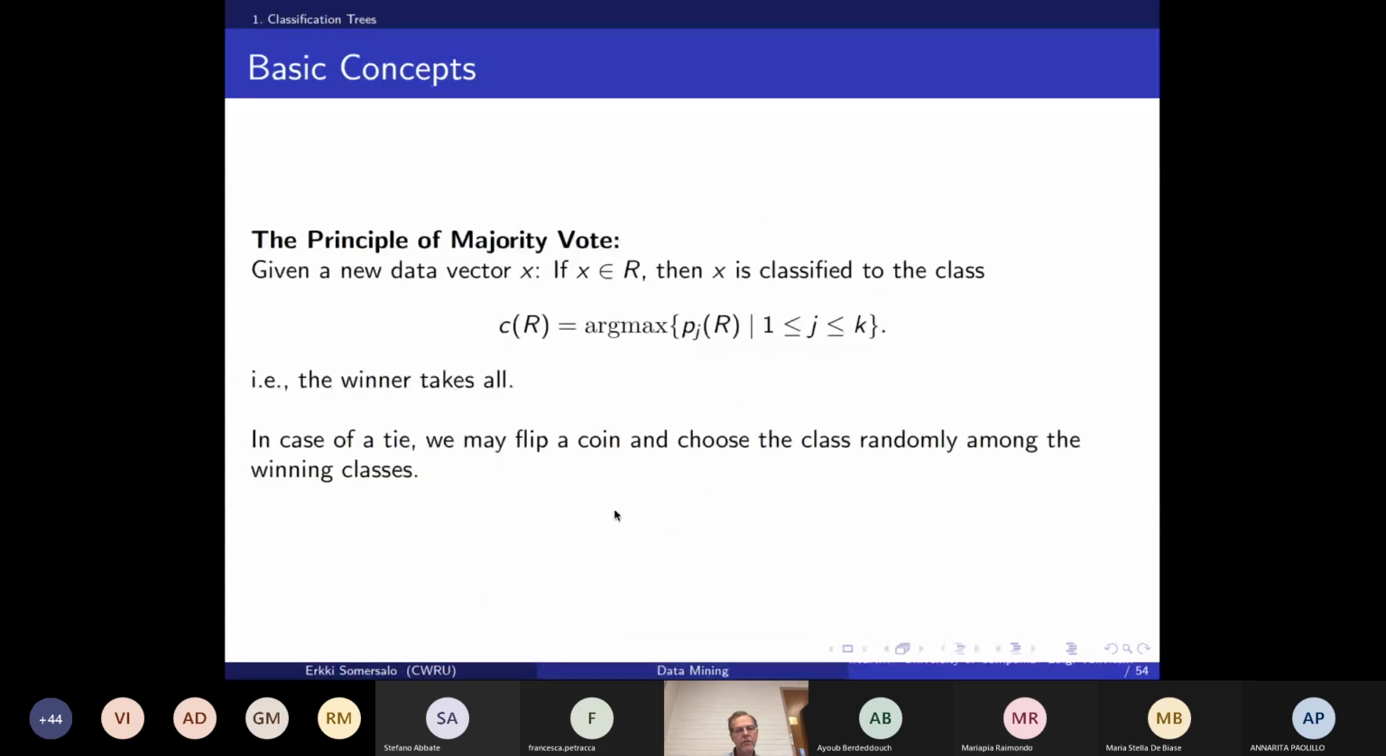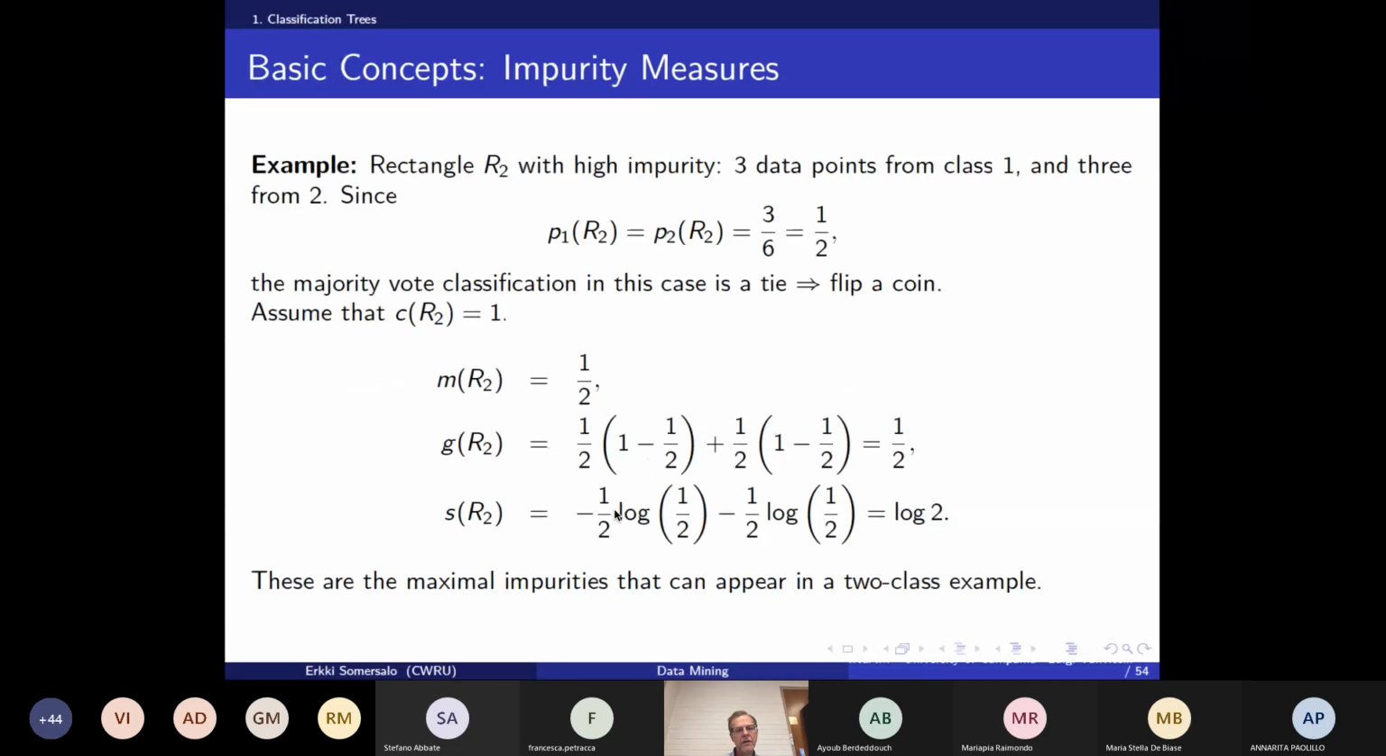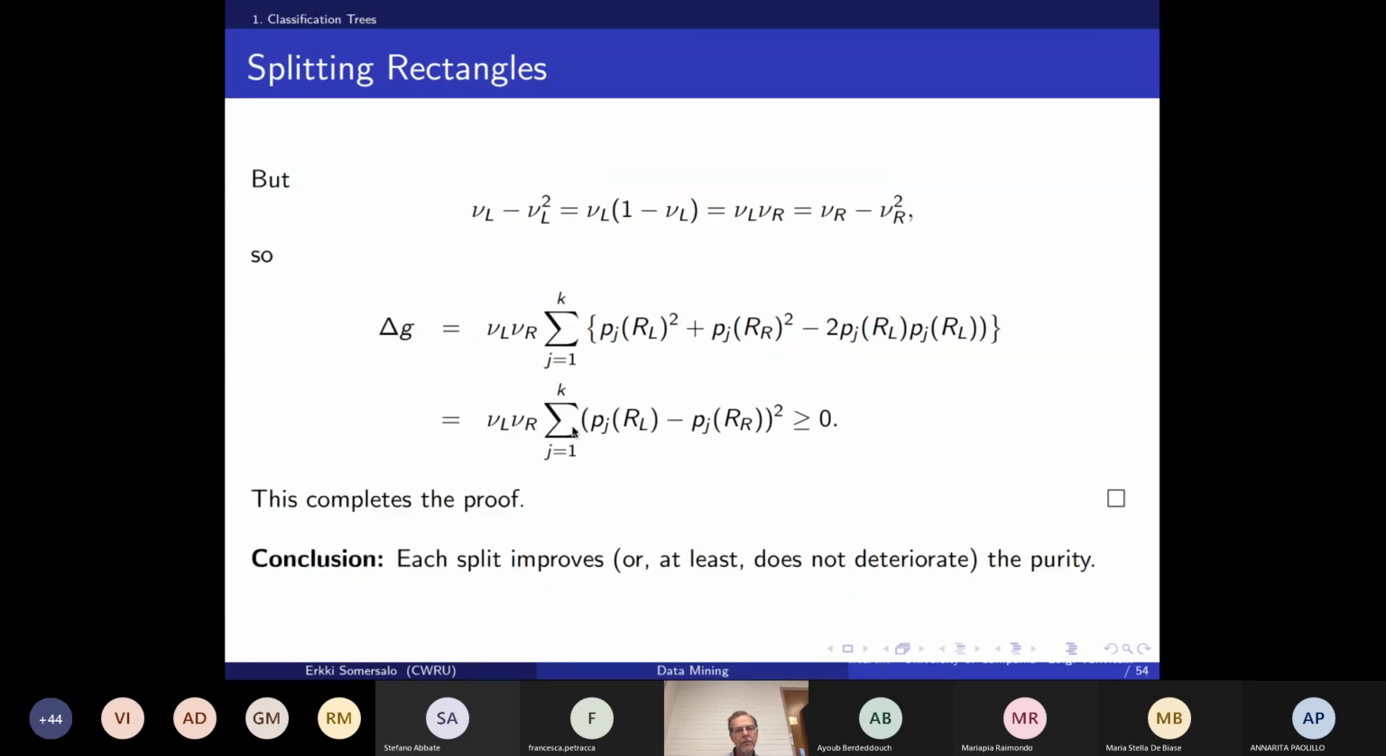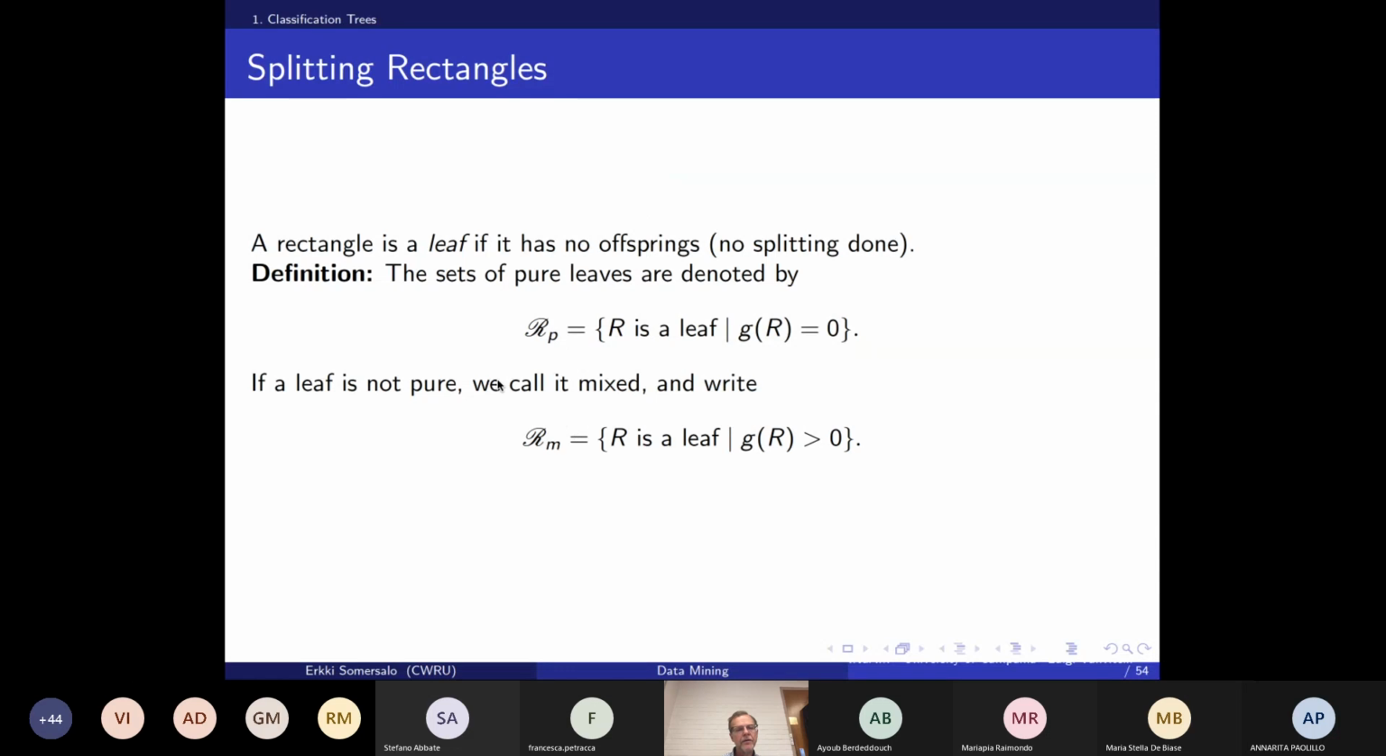So that's my language here. Let me see. We were here. So yes, a rectangle is a leaf if it's no longer split. So that's my definition of leaf.